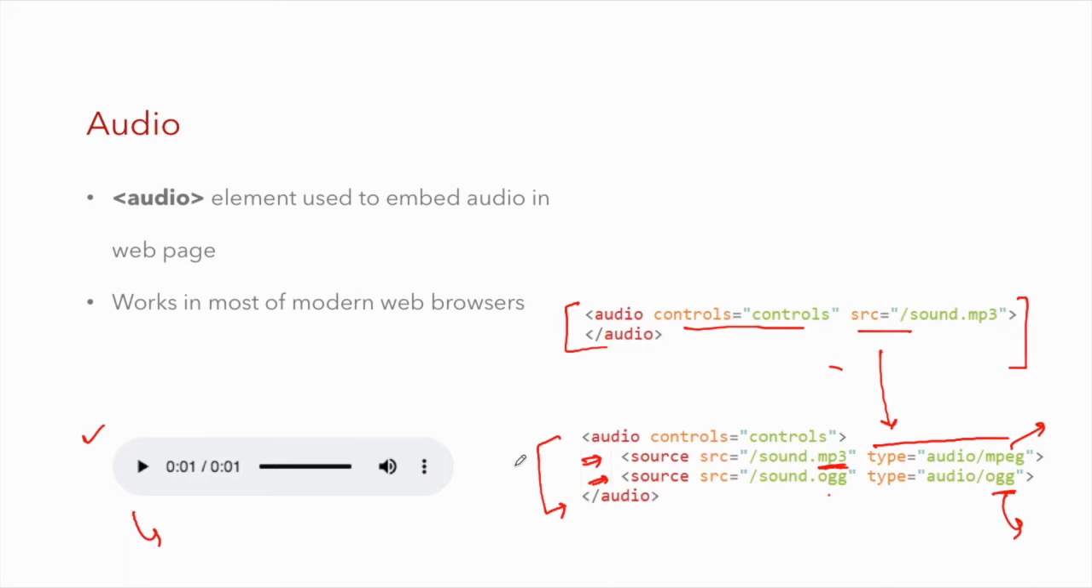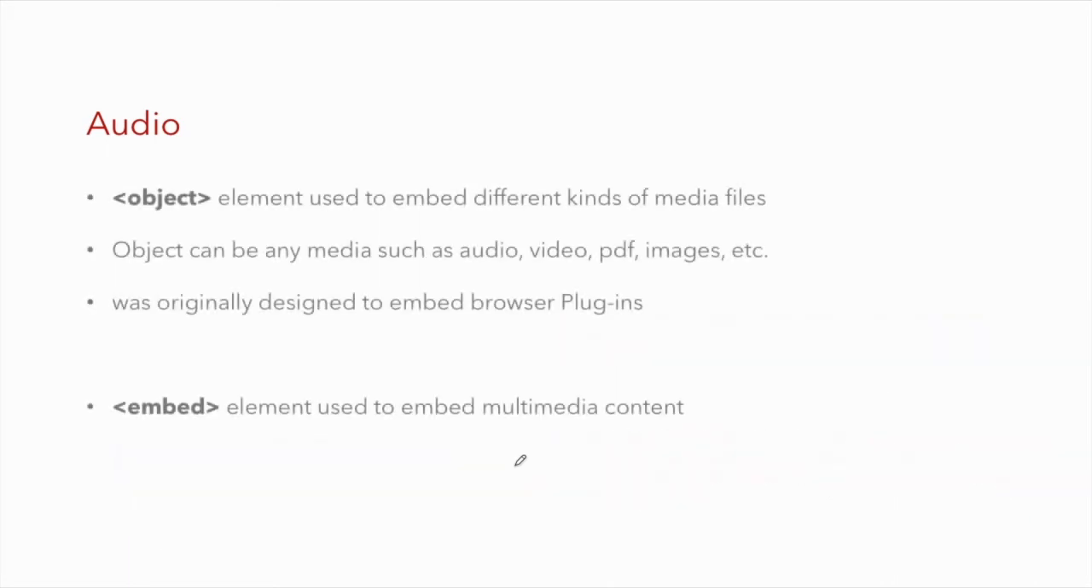Similar to this audio tag, we can use the object tag, which was widely used in previous versions of HTML. These tags are still supported. Object and embed, these two tags are used to display different kinds of media files on your web page, like video, PDFs, images, etc. Syntactically there is a slight difference. The object tag is quite often used along with the param tag, which we'll also see.